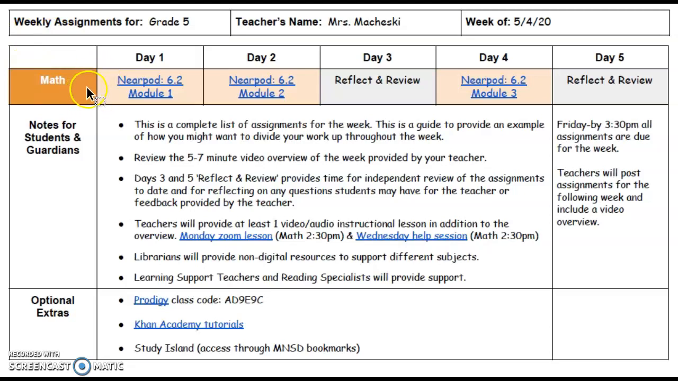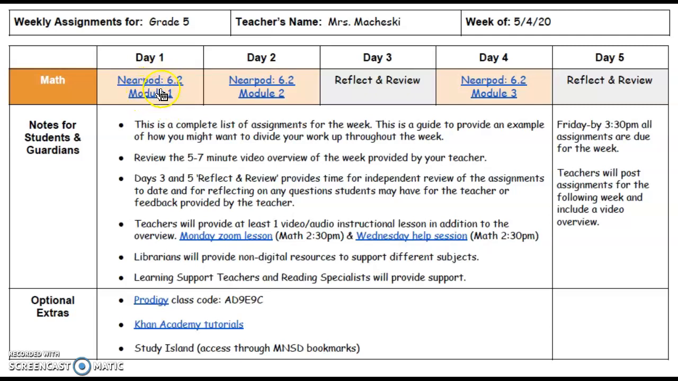For math this week, we have 3 Nearpod modules. They are all going to be working with lesson 6.2, so chapter 6, lesson 2 in your Math in Focus program. During this lesson, we will be continuing to learn about volume. The title of lesson 6.2 is actually understanding and measuring volume. So we're going to take what we worked on the previous week on using unit cubes and build upon that to develop a deeper understanding of what volume is and how we can measure it.